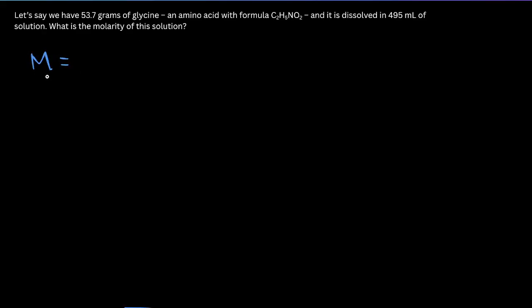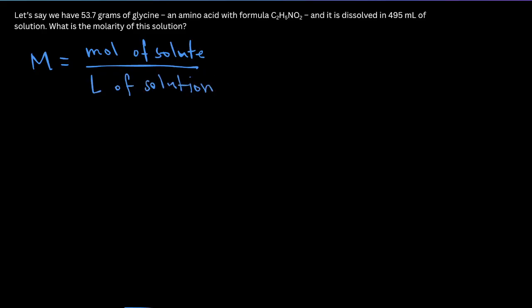Molarity, denoted by the letter capital M, can be found simply by dividing moles of your solute by liters of solution. So yeah, I mean, it is straightforward. It looks really straightforward, right? And that's really because it is.